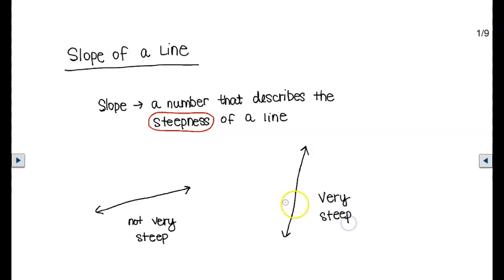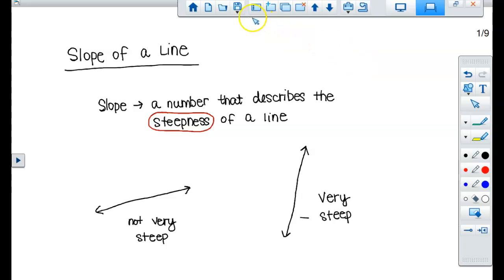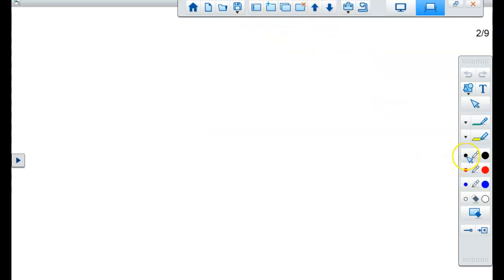So what we're going to learn how to do in this chapter is how to use a number, assign a number that will describe how steep this line is that is not very steep and how steep this line is that is pretty steep. So slope is steepness. Now we're going to learn how to find slope a couple of different ways, but the one we're going to work on today is slope on a graph.